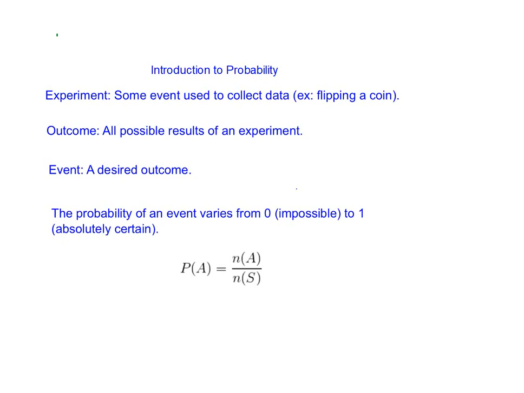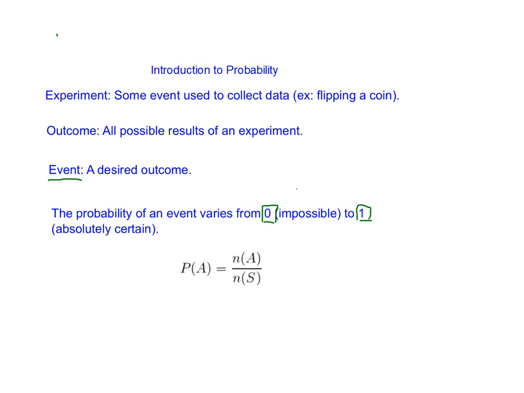The outcomes are all possible results of an experiment. So in the flipping a coin example, we could flip a head or we could flip a tail. Those are all of the possible outcomes. When we talk about an event, we're talking about the desired outcome. So if we want to flip a coin and find the probability of getting a head, then the desired outcome is getting a head. And essentially what we're trying to do is to figure out how many ways we can do that. The probability of an event varies between 0 and 1. An event that has a probability of 0 is considered impossible, not going to happen. And an event that has a probability of 1 is guaranteed to happen.